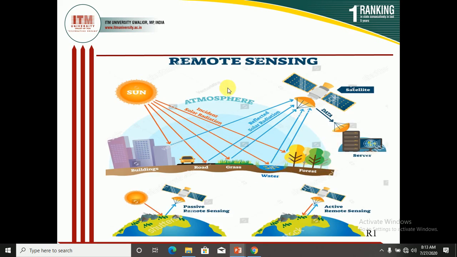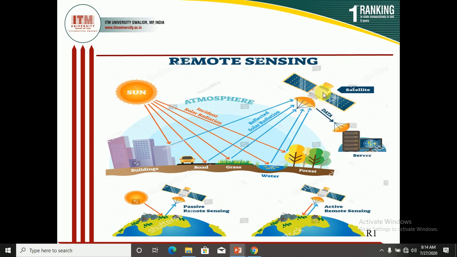Look at what happens in remote sensing. There are basically two types of remote sensing: passive remote sensing and active remote sensing. In passive remote sensing, the main source of energy or light incident on each and every object of the earth surface is the sun. So electromagnetic radiation is incident on the earth surface from the sun. Some rays are absorbed by the object and certain rays are reflected back. The reflected radiations are gathered and collected by the satellite.